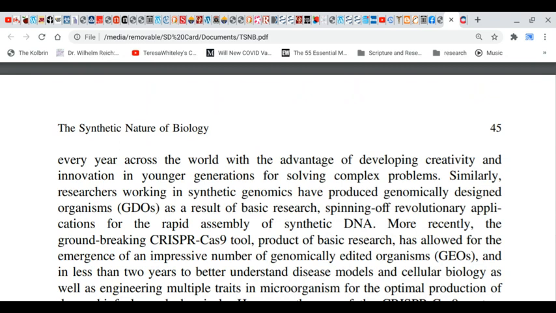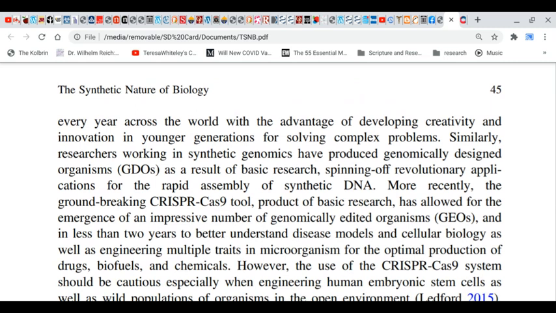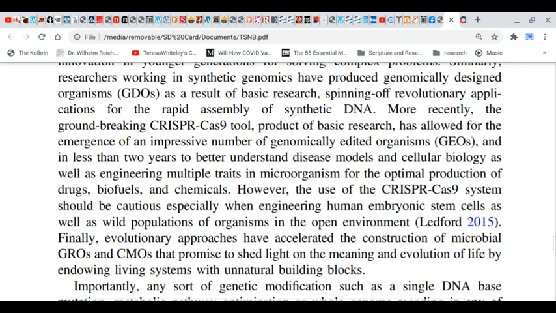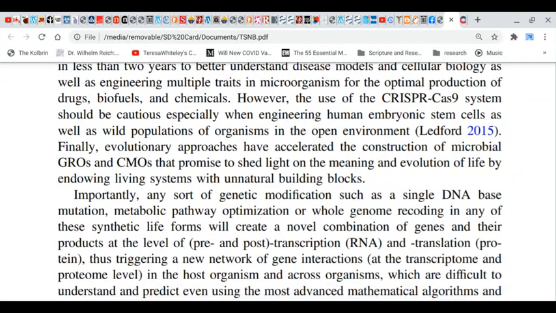Similarly, researchers working in synthetic genomics have produced genomically designed organisms as a result of basic research spinning off from revolutionary applications for the rapid assembly of synthetic DNA. More recently, the groundbreaking CRISPR-Cas9 tool, a product of basic research, has allowed for the emergence of an impressive number of genomically edited organisms in less than 2 years to better understand disease models in cellular biology, as well as engineering multiple traits in microorganisms for the optimal production of drugs, biofuels, and chemicals. However, the use of CRISPR-Cas9 systems should be cautious, especially when engineering human embryonic cells as well as wild populations of organisms in the open environment.